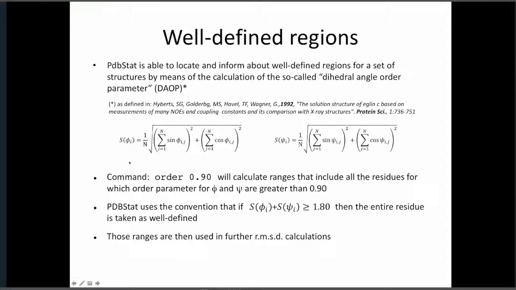So in PDBStat there is this command called order 0.90 that will automatically calculate the ranges that include all the residues with order parameter for phi and psi greater than 0.90. Also, one can use the convention that if the sum of the order parameters is greater or equal than 1.80, the whole residue is taken in the well-defined range. And the most important part is that the program will remember this well-defined region. So any further r.m.s.d. superimposition calculations will be applied only on those ranges, forgetting about the not so well-defined areas.